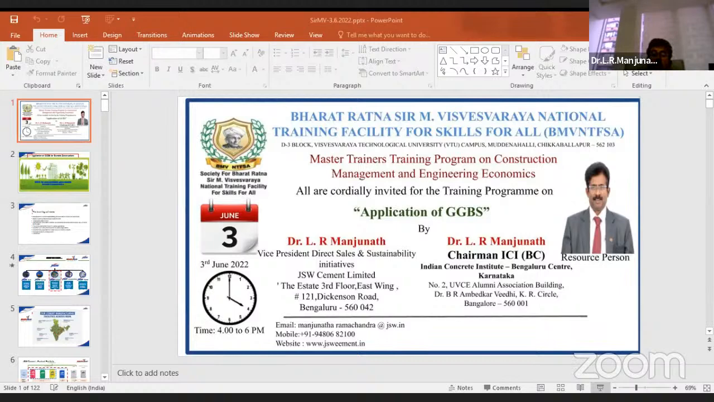But there are so many ways of reducing the carbon footprint by using the mineral additives, which are byproducts of either the steel industry, GGBS, or thermal power generation, called fly ash. So these are the two basic materials. Apart from that, we have steel slag, we have copper slag, and other agricultural additives available.